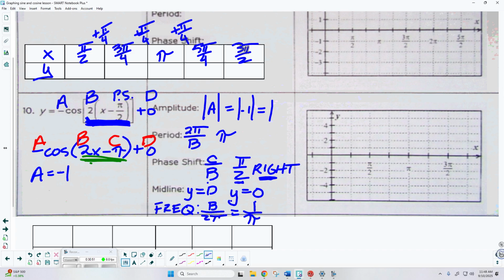Does anybody want me to show some algebra, how I got those? Any takers? Okay, so we're halfway there now.